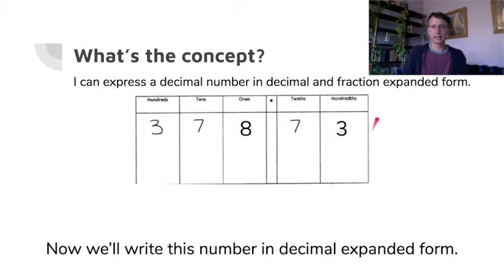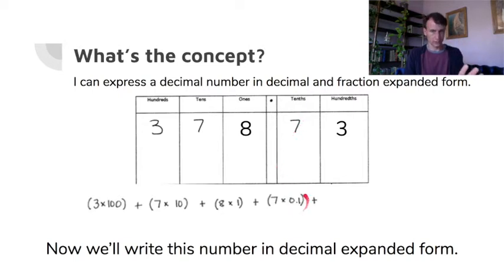Let's write it in decimal expanded form. So it's 300. What's the value? 70. 8, 7 tenths, 3 hundredths. And that's exactly what we write with pluses in between. 3 times 100 plus 7 times 10 plus 8 times 1 plus 7 times, this is the new part, 1/10. Very good.